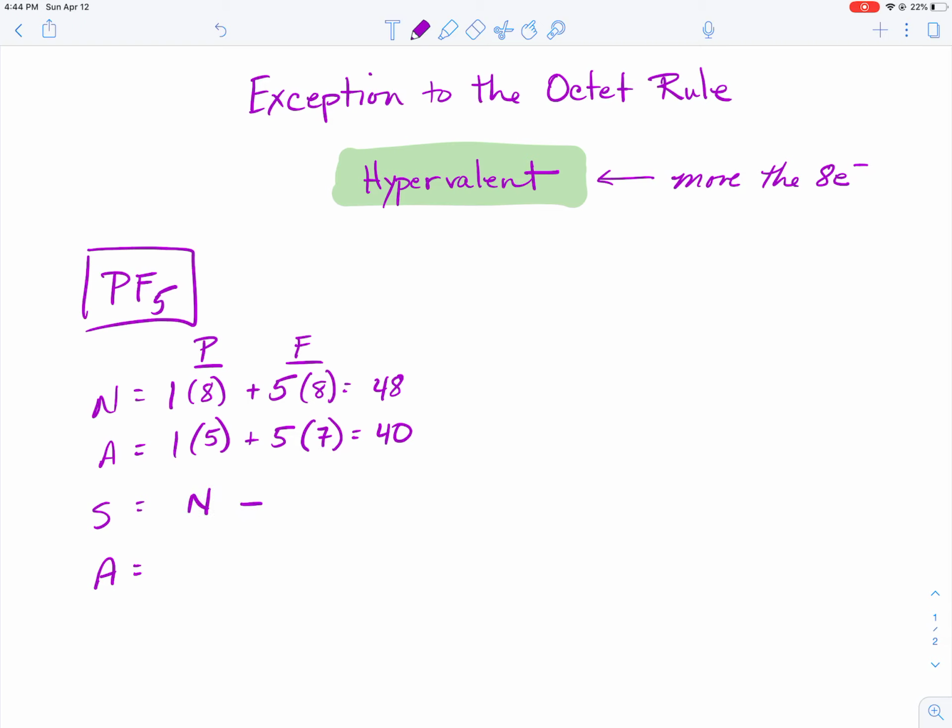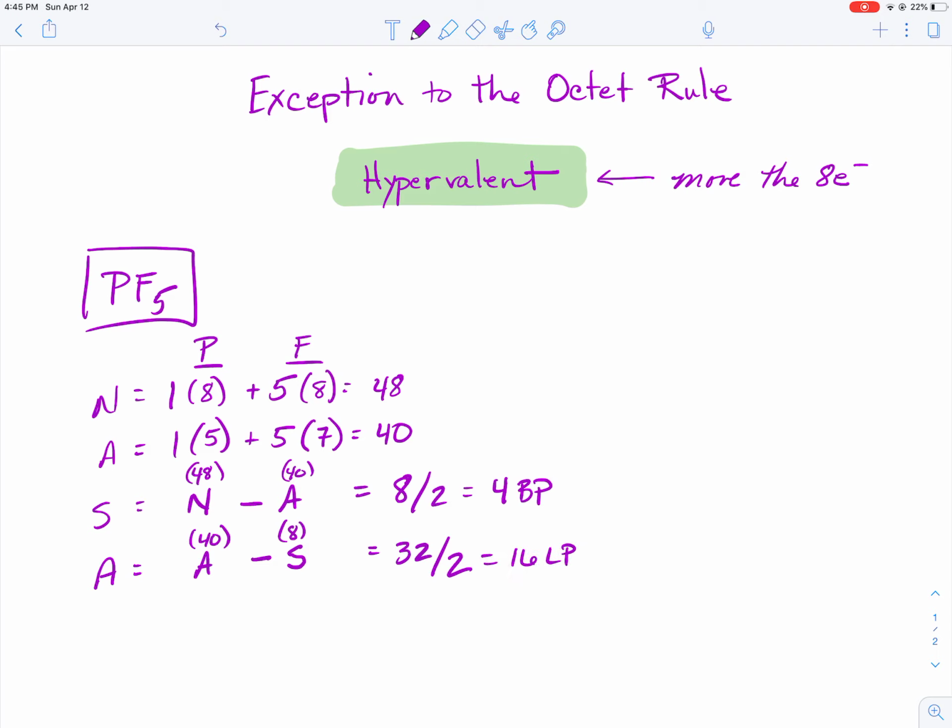We'll take N and subtract A to get our number of shared electrons, so this will be 48 minus 40, which will give us a value of 8. And then we'll take A minus S, which is 40 minus 8, which will give us a value of 32. And each of these last two values, remember, we divide by 2. So divide by 2, divide by 2. This gives us 4 bonding pairs and 16 lone pairs. And see, nothing looks amiss. Everything looks like we've gotten everything worked out on the NASA table side.